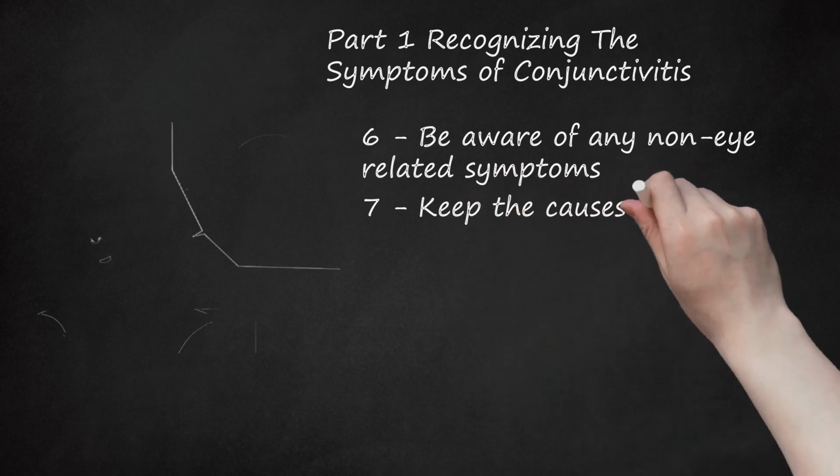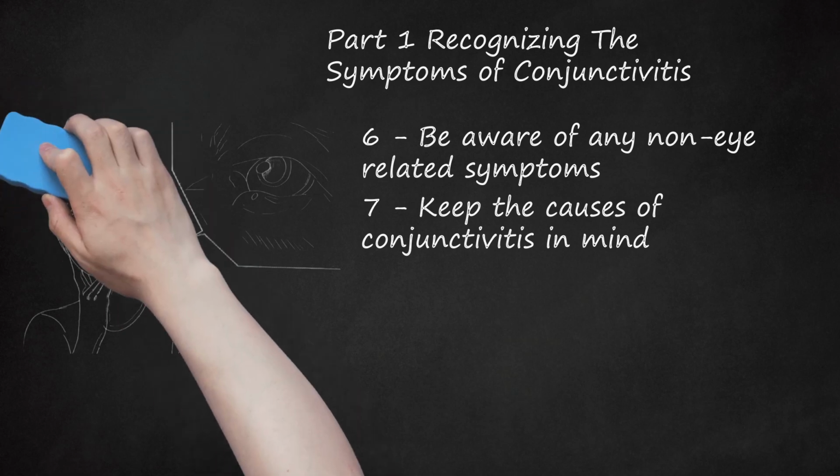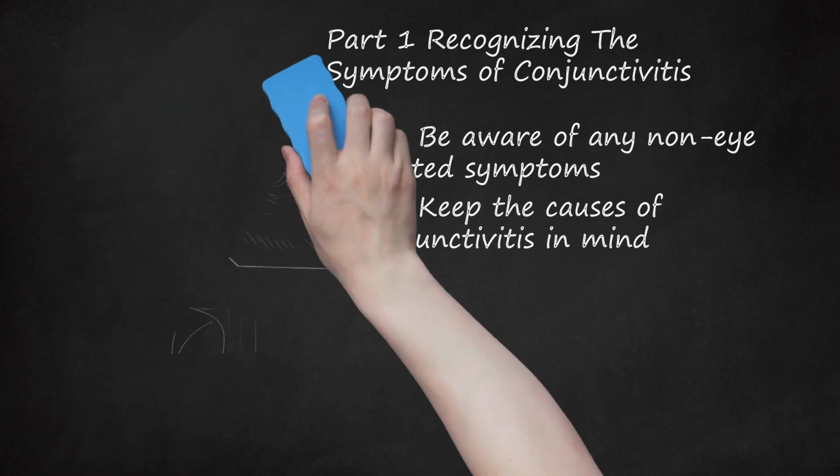7. Keep the causes of conjunctivitis in mind. Many people use the term conjunctivitis to mean an eye infection, although infection is only one of several possible causes of inflammation of the eye. The most common causes of conjunctivitis are infection, general illness, like a respiratory tract infection, trauma to the eye, dry eye, allergies, irritants, foreign bodies, autoimmune disease, and eyelid conformation.